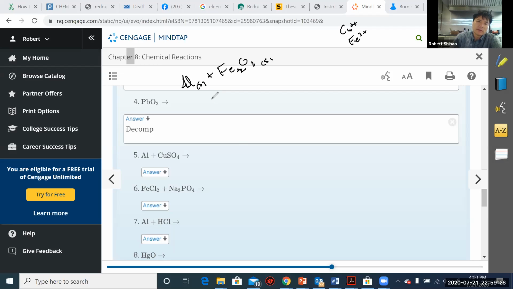In fact, they give this reaction a name. The name of this reaction, aluminum with solid, this is rust. And so aluminum metal with rust is called thermite. It's a, what kind of reaction? It's a redox reaction, right? Rust is our oxidizer, aluminum is a reducer.